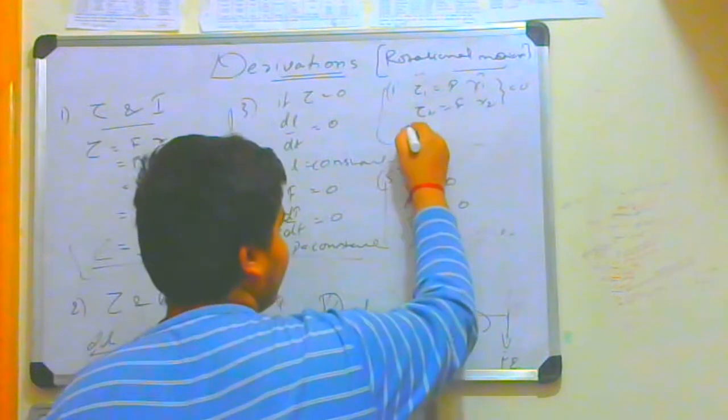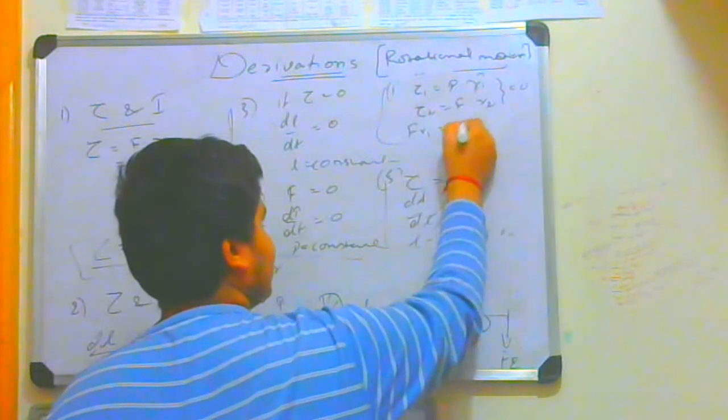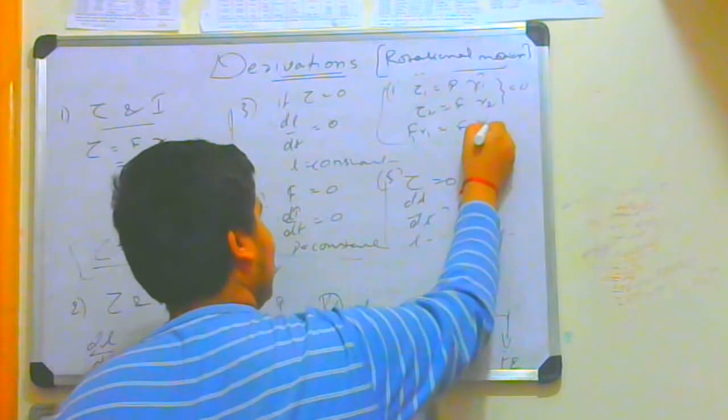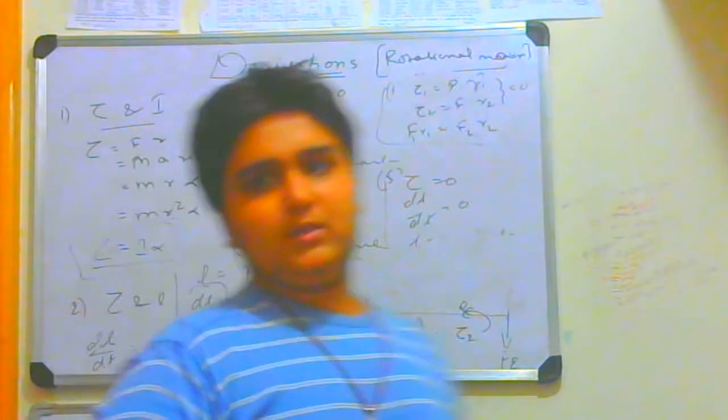So f r1 equals f1 r1 equals f2 r2. So ये आपका प्रिंसिपल हुआ.